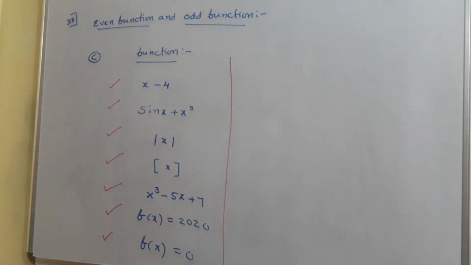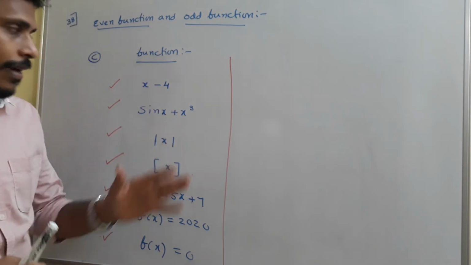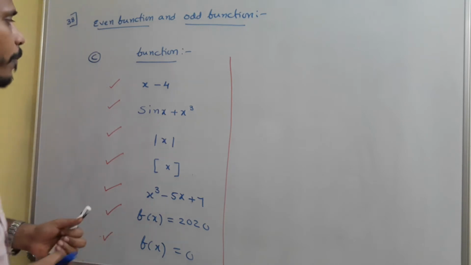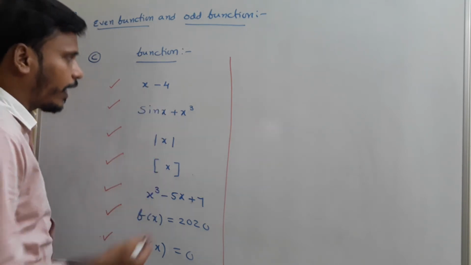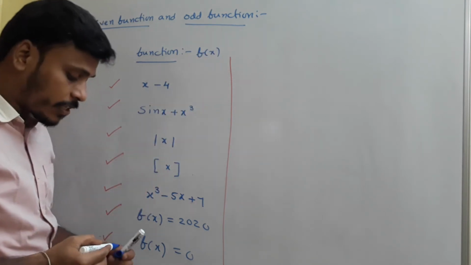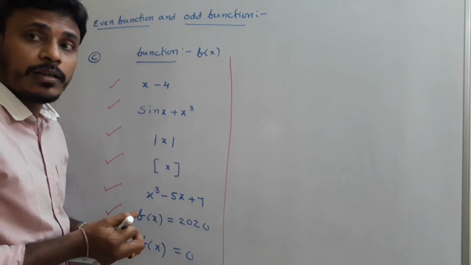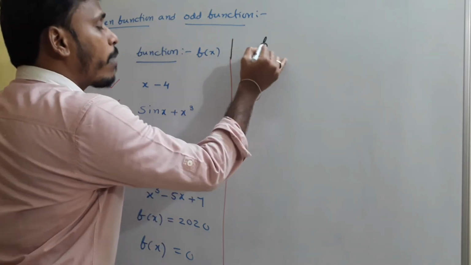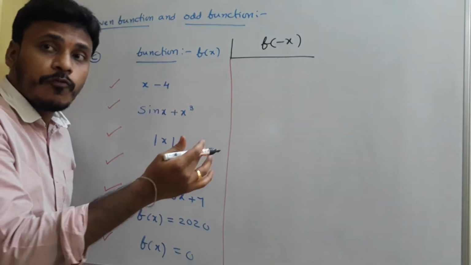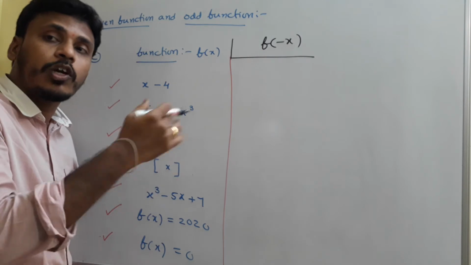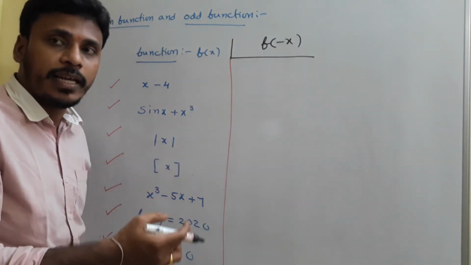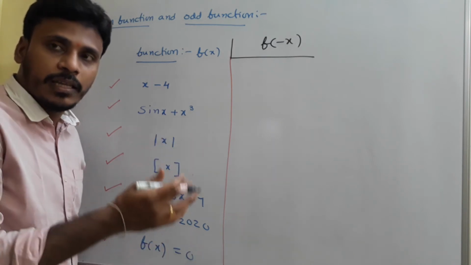So now we have learnt about even and odd functions with an example. Now we are going to discuss which of these are even and which are odd. First of all, see x minus 4. We need to treat all these functions as f of x. To check whether these functions are even or not, we need to think about f of minus x. If that f of minus x is again equal to f of x, we call it even. If that f of minus x is equal to minus f of x, we say it is odd. In all other cases, it is neither even nor odd.